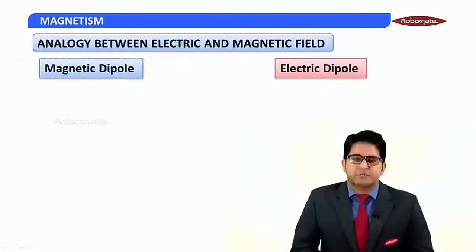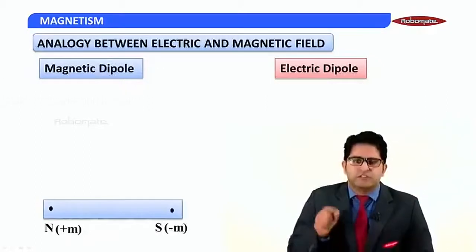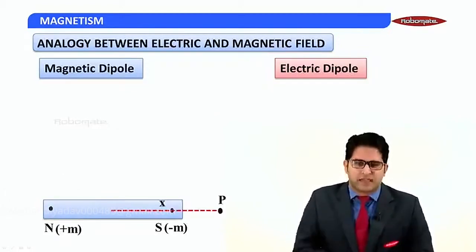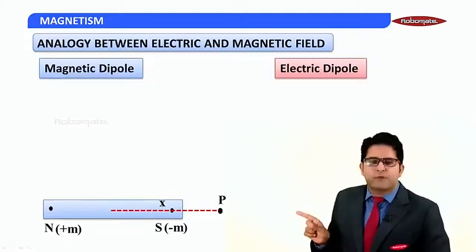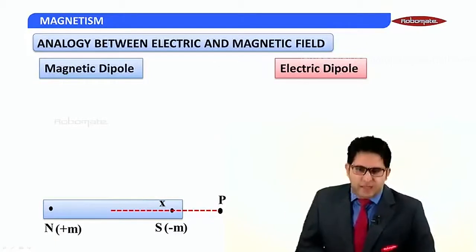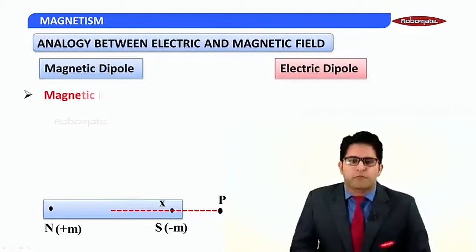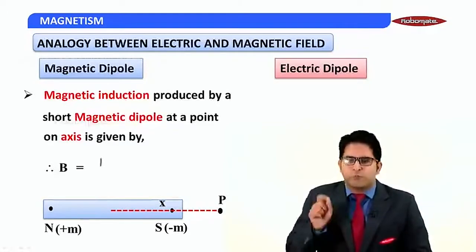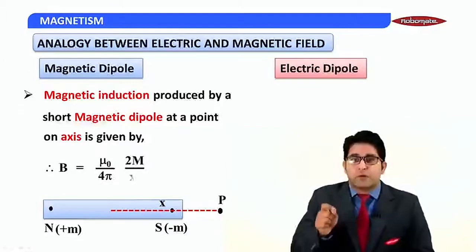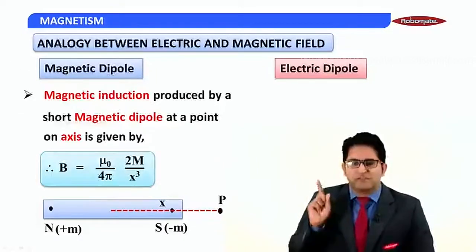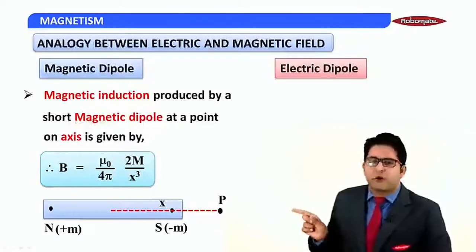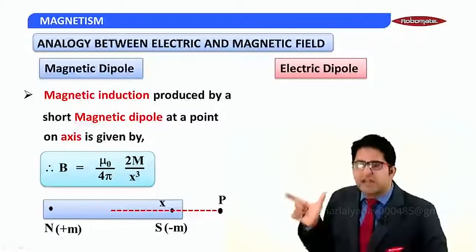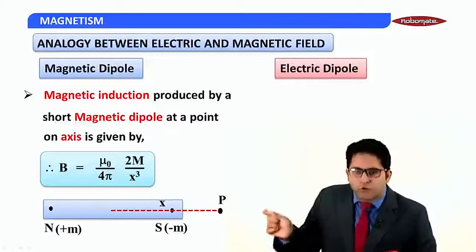Now let us write an expression for the magnetic induction produced by a bar magnet at any point on the axis. Let's say we have a bar magnet and a point P at a distance x. For a short magnet, the formula for magnetic induction is B axis equal to mu naught upon 4 pi into 2m upon x cube. In the previous module it was at a distance r, so the formula was 2m upon r cube. Right now we have considered the distance as x, that's why the formula became mu naught upon 4 pi into 2m upon x cube.